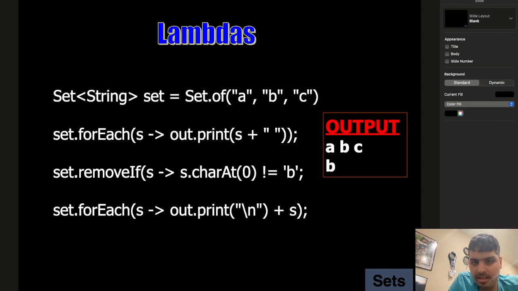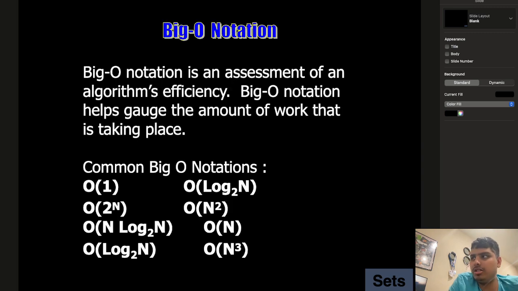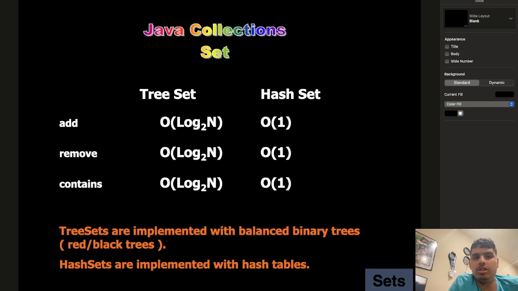All right, and now let's take a look at Big O. Big O notation is an assessment of an algorithm's efficiency. Big O notation helps gauge the amount of work that is taking place. So it's like time complexity, stuff like that. Some common Big O notations are O of 1, O of n, log n, n log n, n squared, n cubed. So as I said earlier, for the TreeSet, it is time efficient, but it is O of log n. Maybe it's because of the binary stuff. And the HashSet is just O of 1, so it's constant time, so it is way more efficient.